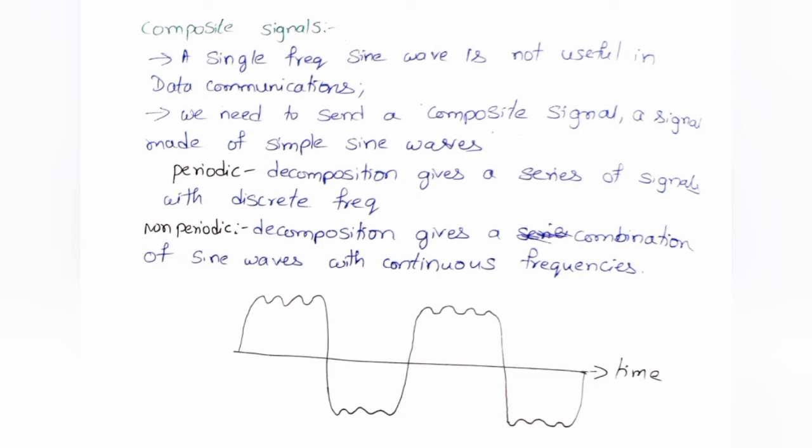Periodic composite signals means the decomposition gives a series of signals with discrete frequency. Okay, so here the given wave will give a series of signals with discrete frequency. And non-periodic signals means it is a combination of different sine waves with continuous frequency. Okay, so here the given diagram is of a periodic composite signal, which is generating a series of signals with a discrete frequency.